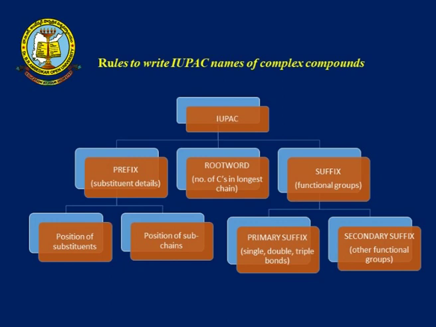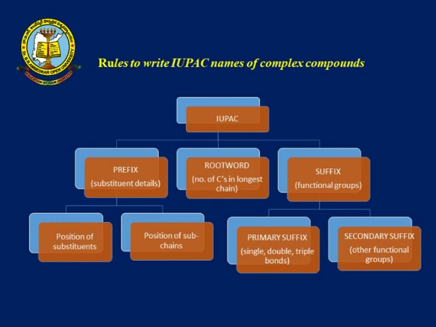Then what is the suffix? After the root word, the suffix comes at the end, where the saturation, unsaturation, and then the functional group name come. So, therefore, the flow sheet contains these 3 parts: the root word, the suffix, and the prefix. Prefix, as I said, is given as the position of the substituents and the position of the subchains.